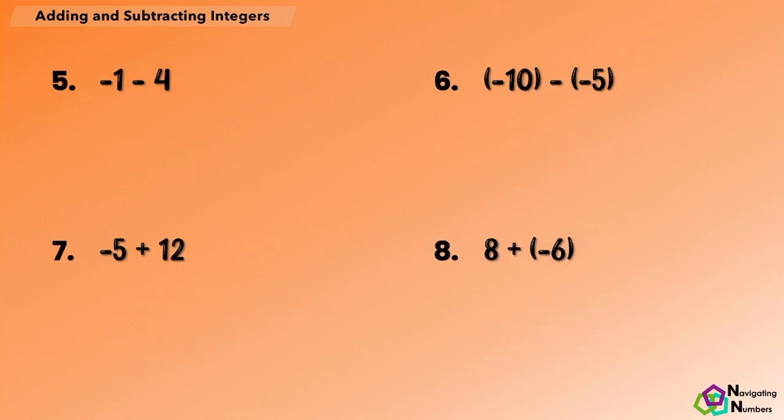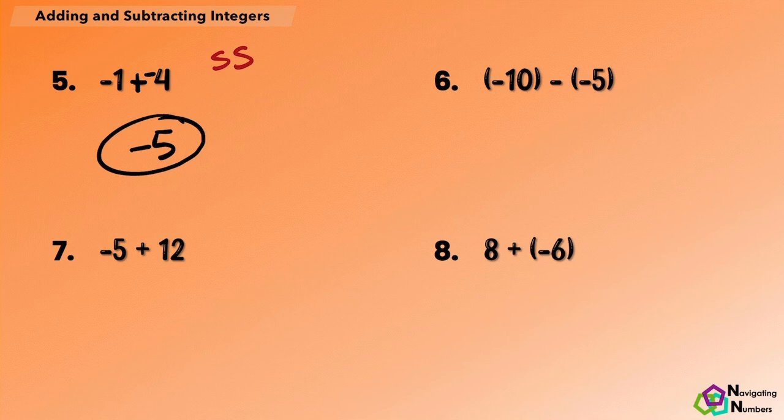Let's take a look at some more examples. We have negative 1 minus 4. We have subtraction, so let's go ahead and change that by adding the opposite. So we have negative 1 plus negative 4. Here you have a negative 1, a negative 4. So those would be same sign. So same sign, add and keep. 4 plus 1 is 5, and we keep the negative. So negative 1 plus negative 4 equals negative 5.